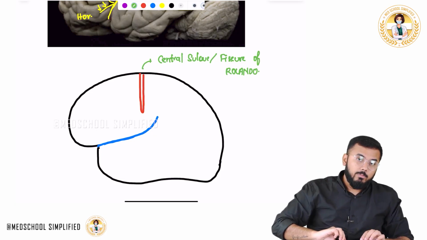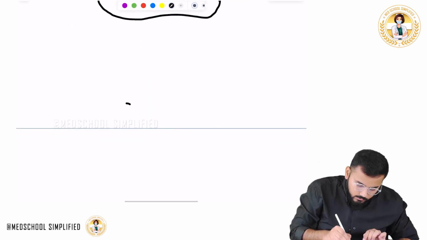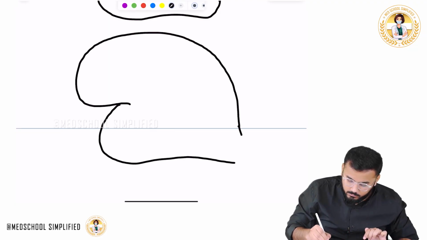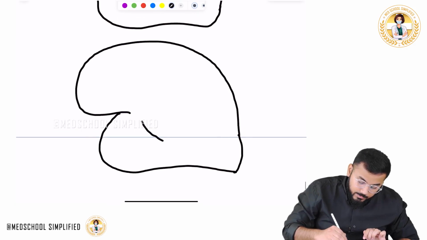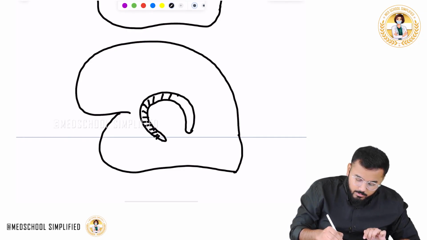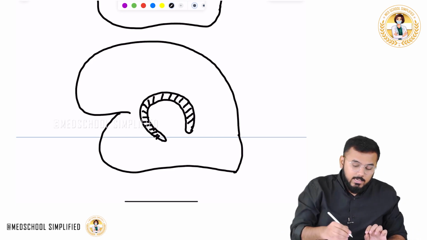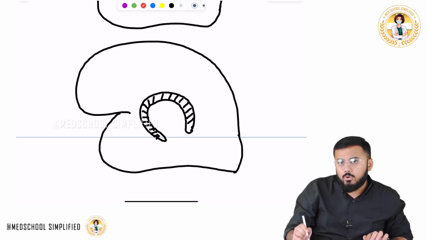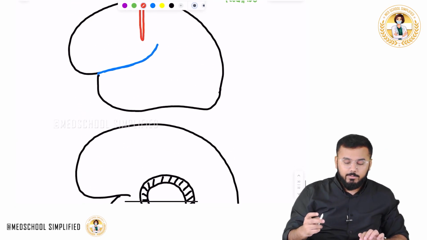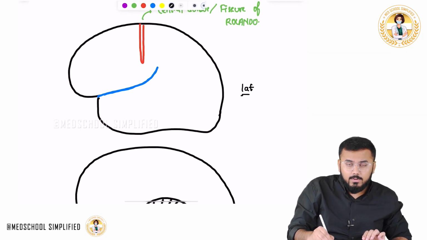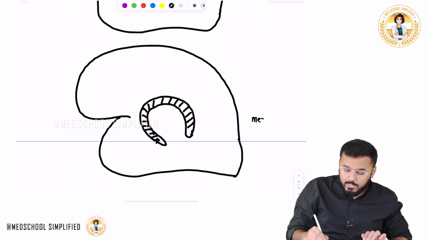Now, let me draw that medial surface over here. This medial surface has a structure like this, called the corpus callosum. So, this structure is your corpus callosum. Where was your central sulcus? This is the place of your central sulcus, right? Now pay attention clearly. This surface is your lateral, also called the superior lateral surface, and this surface is your medial surface.